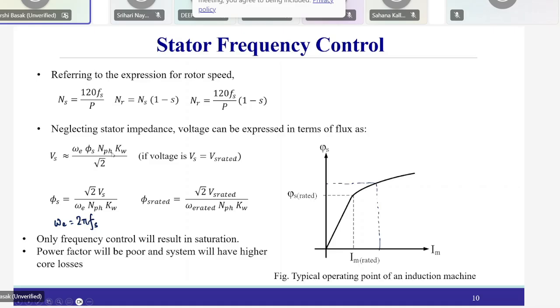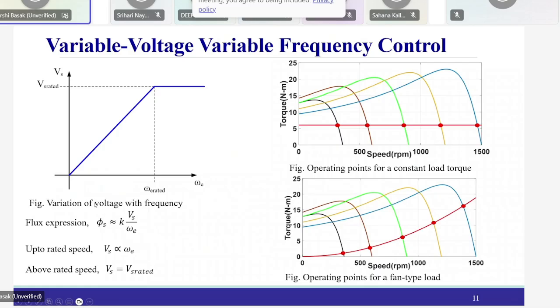Basically, if we look at Vs divided by omega e, the other expression will be equal to phi s into nph into kw divided by root 2. Here, nph and kw are basically winding parameters. So if you keep the ratio constant, then the flux will remain constant. So it is expected that the flux will remain constant.